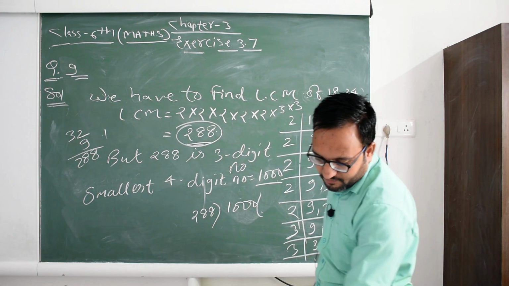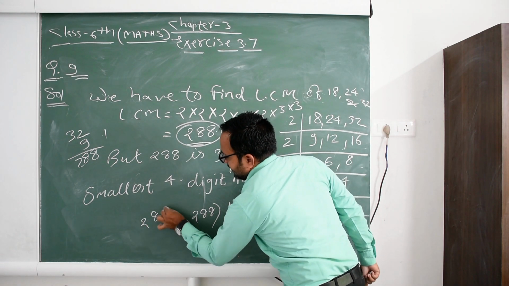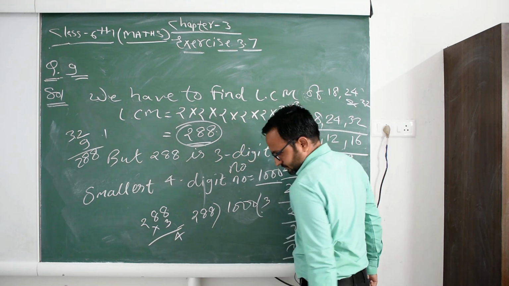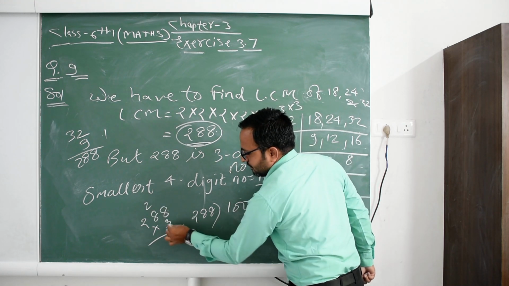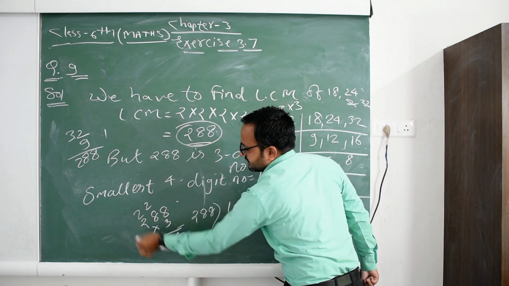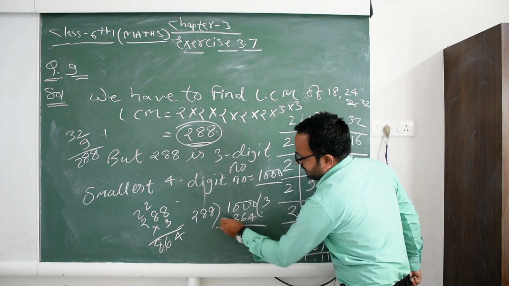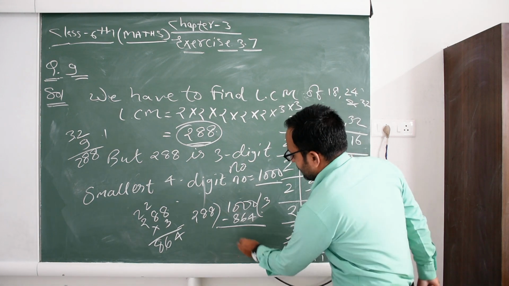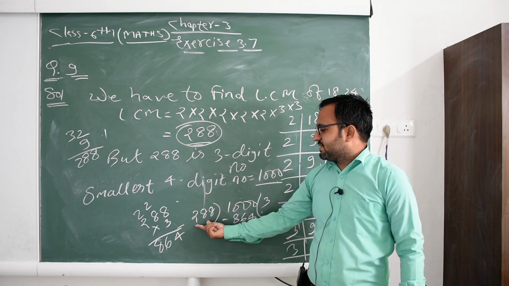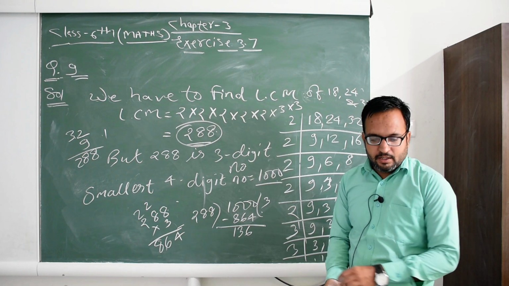Okay, so 288 into 3. 8 3s are 24, 2 and 4, 8 3s are 24, 2 carry, 2 3s are 6 and 2 is 8, 864. Now we subtract, so the subtraction will be 136. Okay, so 1000 is not fully divisible by 288, the remainder is 136.